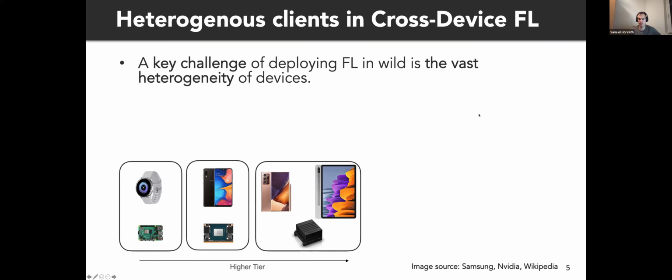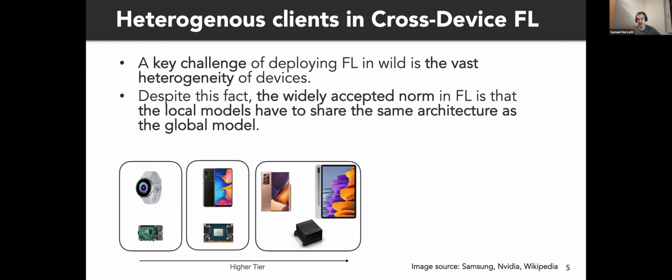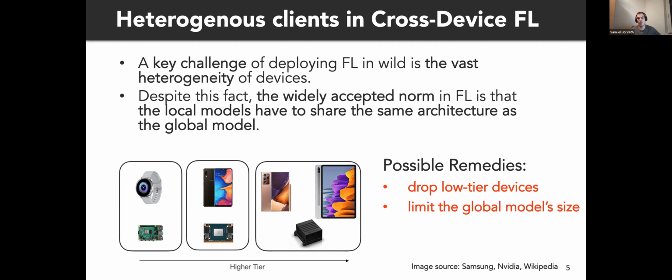Let me start with the problem we are tackling. One of the key challenges of deploying federated learning in the wild is the vast heterogeneity of devices, ranging from low-end IoT to flagship mobile devices. Despite this, the widely accepted norm in federated learning is that the local models must share the same architecture as the global model. Under these assumptions, developers typically opt to either drop low-tier devices from training, hence introducing training bias to the data, or limit the global model size to accommodate the slowest clients, leading to degraded accuracy due to the restricted model capacity.